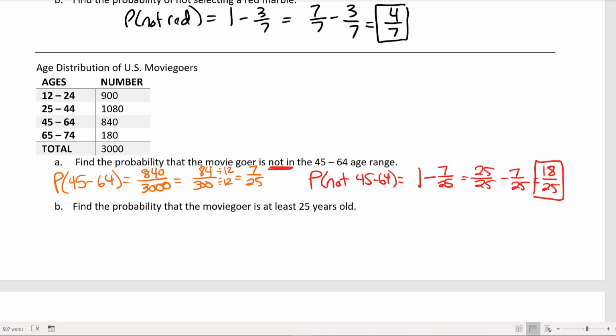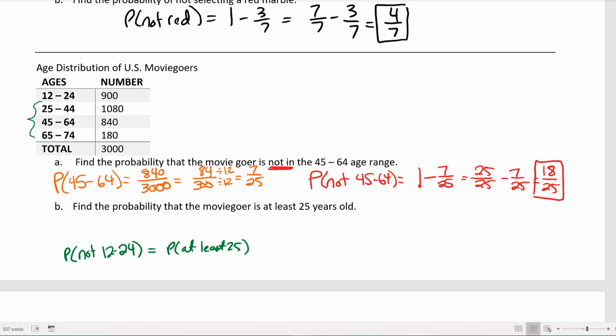The next problem is a little tricky. Find the probability that the moviegoer is at least 25 years old. So at least 25, that means we're talking about 25 through 44, 45 through 64, and 65 through 74. So how can I use the not situation? Well, I know that the probability that the moviegoer is not 12 to 24 is the same thing as the probability that they are at least 25 years old. So if I can figure out the probability of the moviegoer not being in the one category we don't want, then that will give me the category that we do want, at least 25. So everyone in this particular survey is over 25 except that one category.